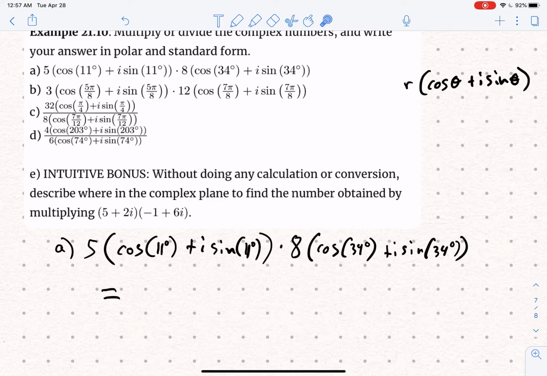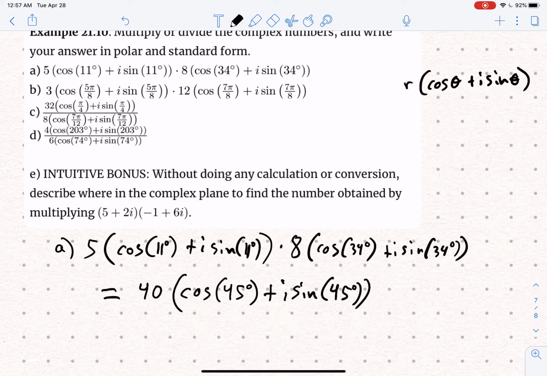They say the r, the number in the front, will just be obtained by multiplying 5 times 8. That gets you 40. And then inside the angle theta, it's going to be cosine of that angle plus i times sine of that angle. That angle is obtained by just adding the two angles, 11 degrees and 34 degrees. So 11 plus 34, that is 45. So this is cosine of 45 degrees plus i times sine of 45 degrees.